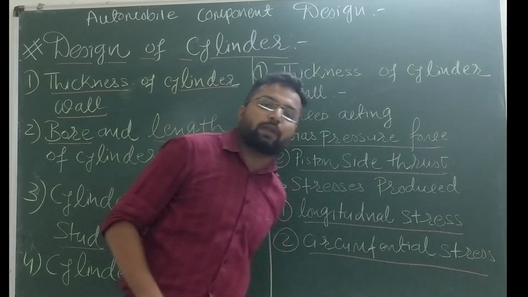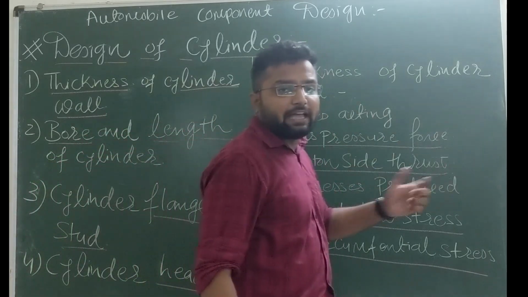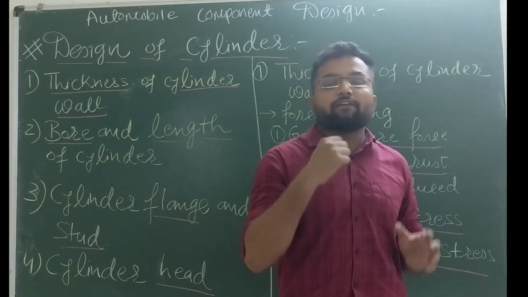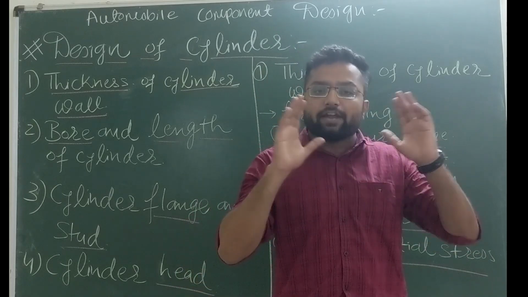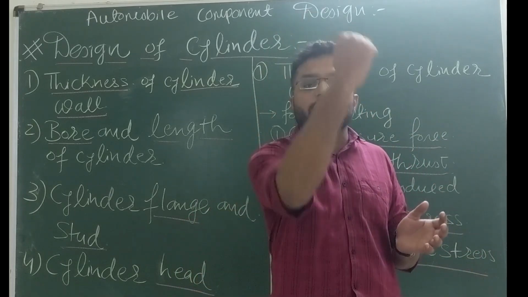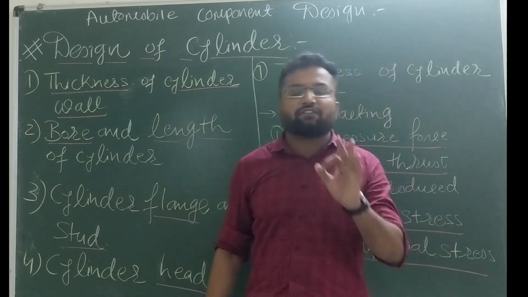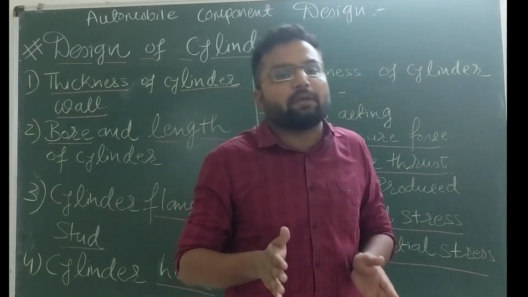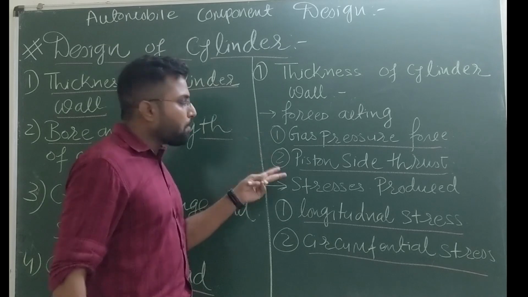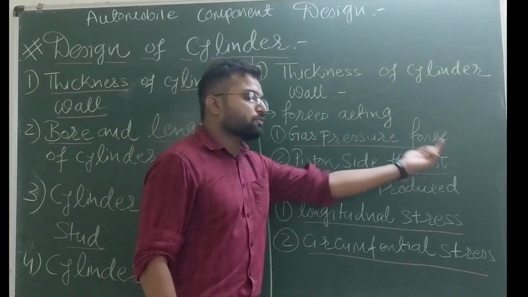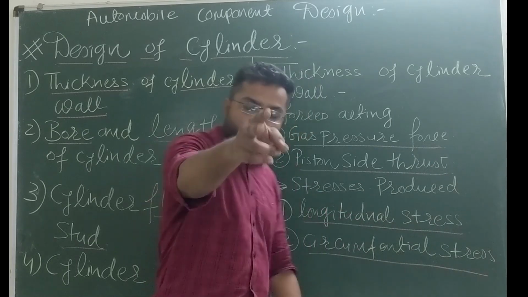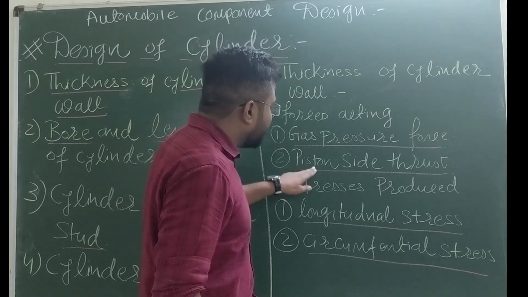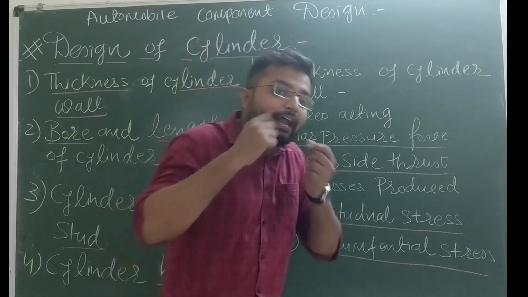So that is the gas pressure force, and after that, there is the side thrust. You know that the piston will have a to-and-fro motion. But if I am not restricting the piston with the guidance of the cylinder, it will provide a kind of circulatory motion. So in each and every stroke, the piston will exert a side thrust over our cylinder wall assembly. So this cylinder wall will come across two kinds of forces: one is the gas pressure force and another is the piston side thrust. We are going to design our cylinder wall thickness depending on these two forces.